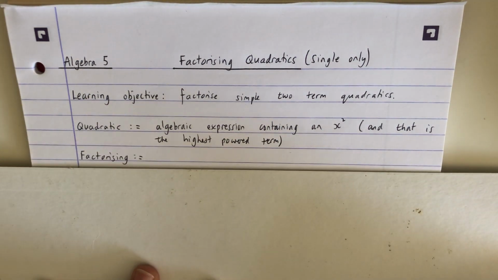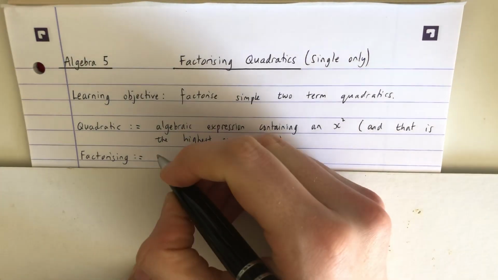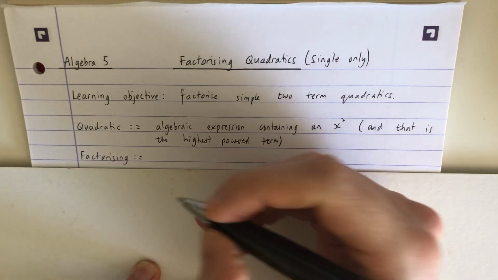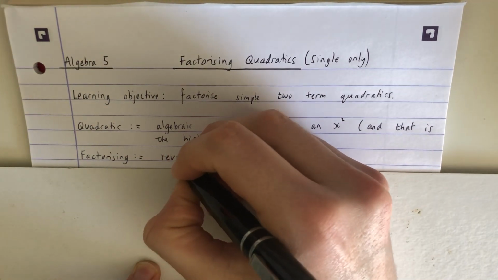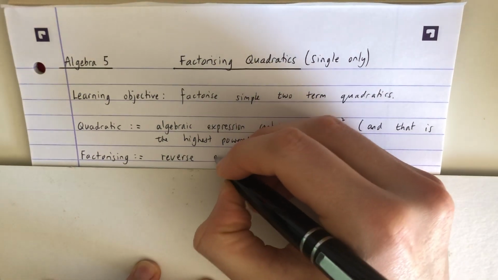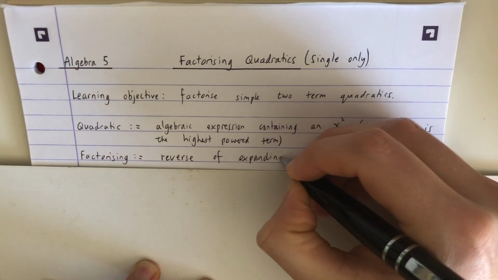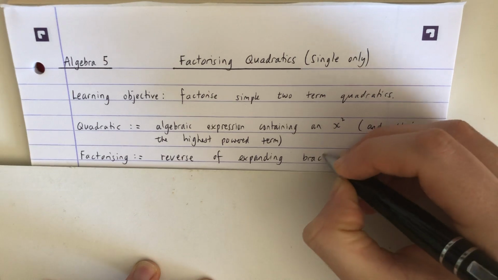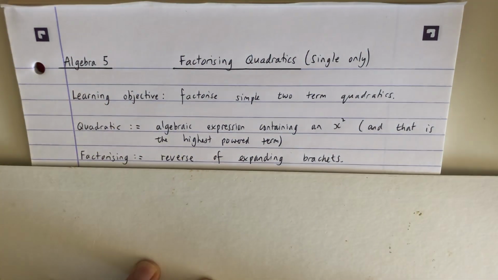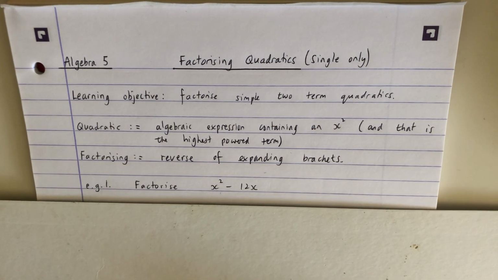Second definition, what the word factorising means in maths. In this context, it is just the reverse of expanding brackets, so the opposite or inverse of expanding brackets. And that's it. Those are two definitions that you should know already. Let's try and factorise a quadratic now.